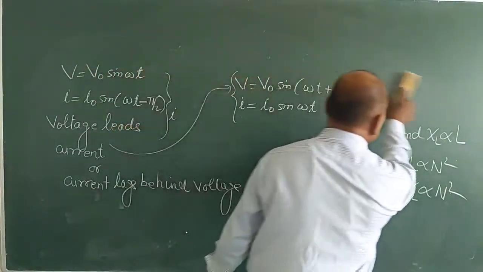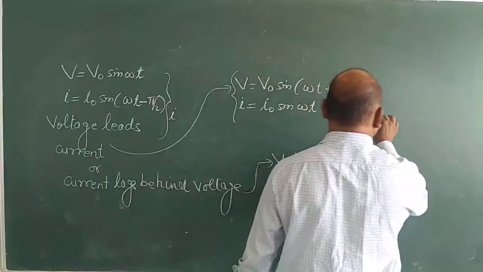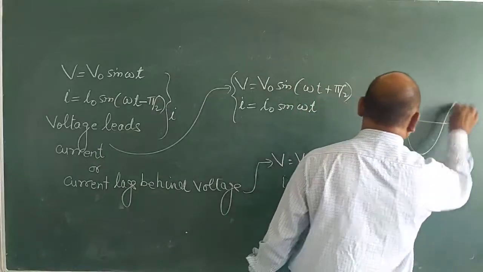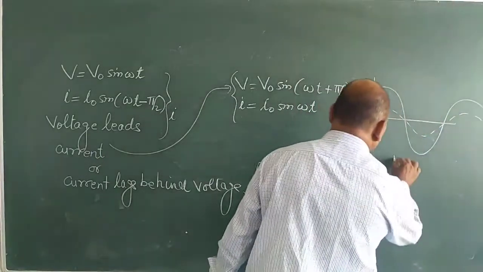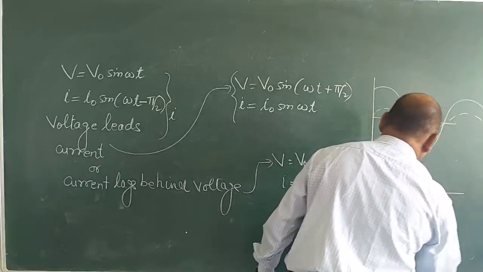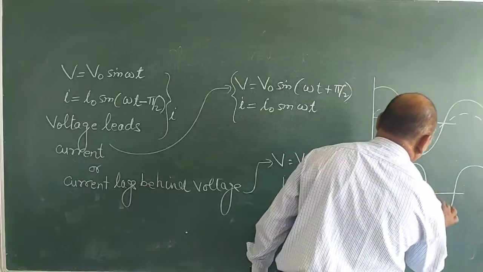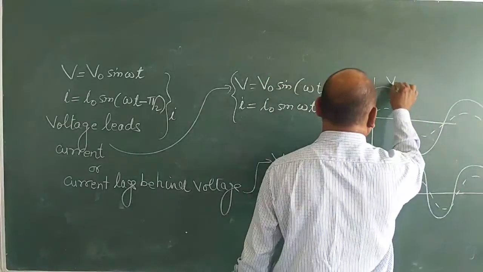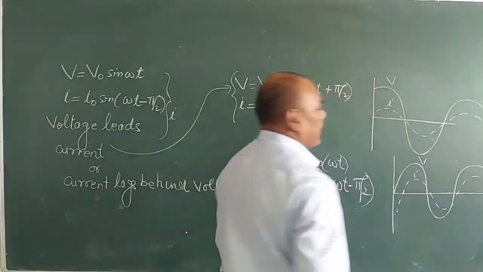So here, if we want to have the graphical representation, then we can say that voltage leads and current from here. Or if we take voltage from here, then current lags behind. So this will be V, this will be I, and this will be V, this will be I.